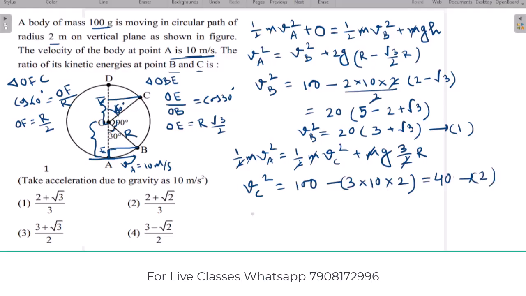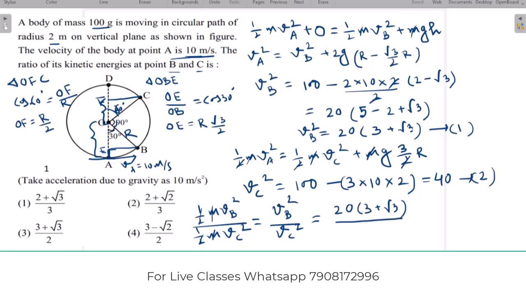So we get VB square and VC square, but we have to find the ratio of kinetic energy. So the ratio of kinetic energies is half m VB square divided by half m VC square. Now half cancels, m cancels, so this is basically VB square divided by VC square, and we already have VB square and VC square from equations 1 and 2. VB square is 20 times 3 plus root 3, divided by VC square, which is 40. So 20 cancels, 2 into 2, that is 3 plus root 3 by 2. Yes, 3 plus root 3 divided by 2, so option 3 is the correct answer. That is, the ratio of kinetic energies at points B and C is 3 plus root 3 by 2.